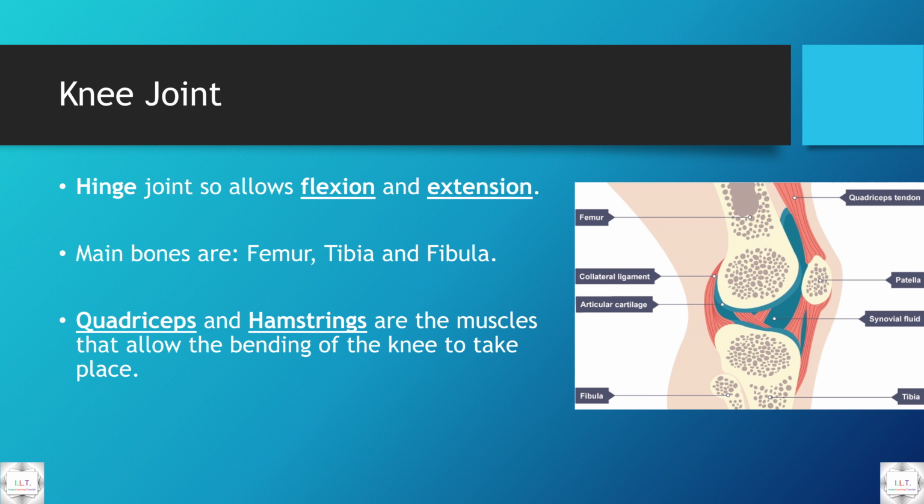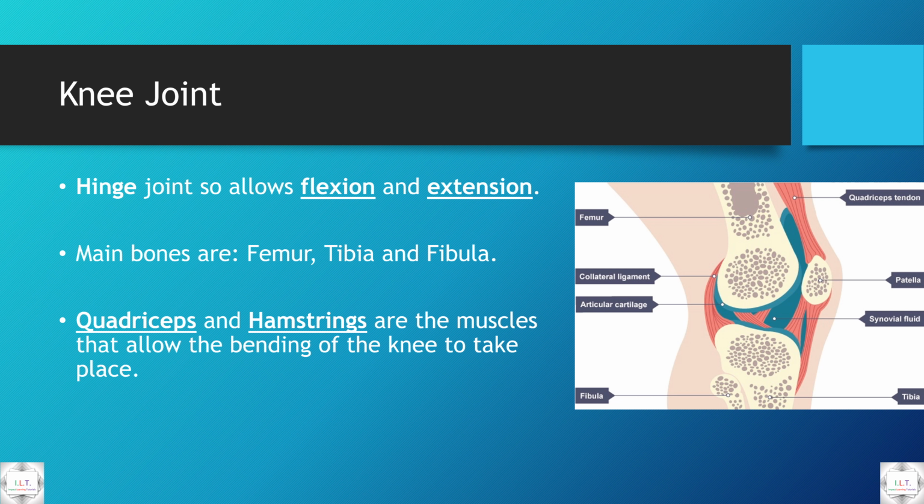Now, the knee joint is another joint you need to know for your exam, and this allows flexion and extension, as it's an example of a hinge, and the main bones that are involved here are the femur, tibia and fibula. And the major muscles here are quadriceps and hamstrings because they allow that flexion and extension of the leg.